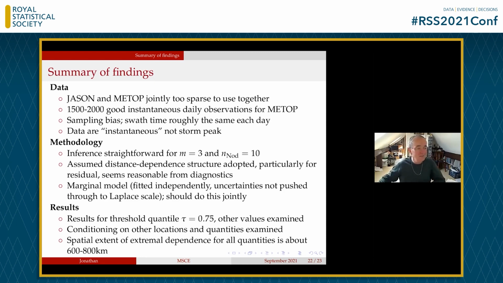The methodology is fine. The structure that we've assumed, especially for the residual process, seems to work really well and fits pretty well. And then physically, in terms of the results, I think the most interesting thing is the spatial extent of 600 to 800 kilometers for the extremal decay. Thank you, Adam. That's it.